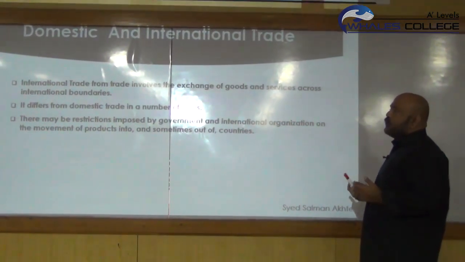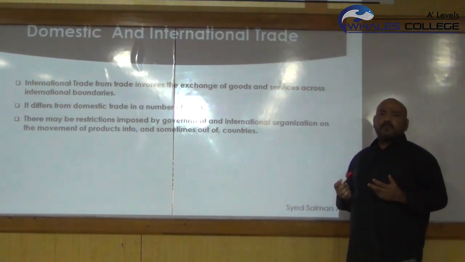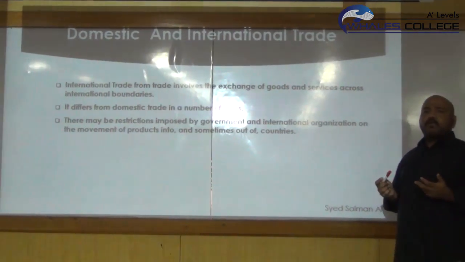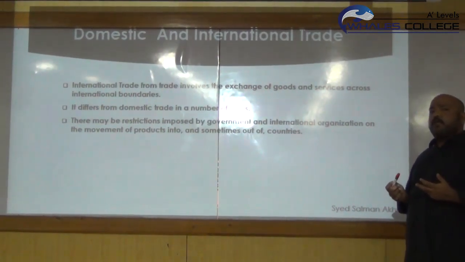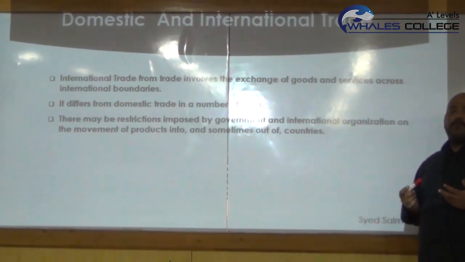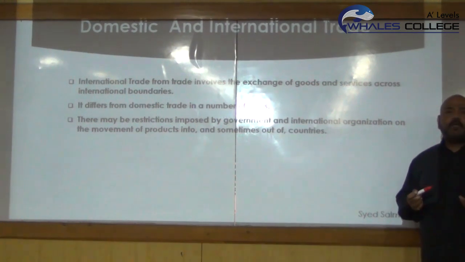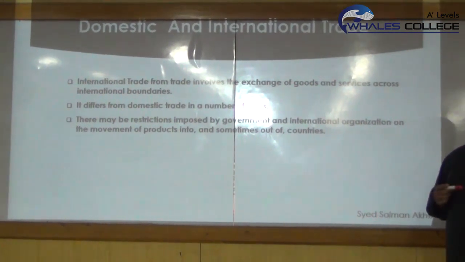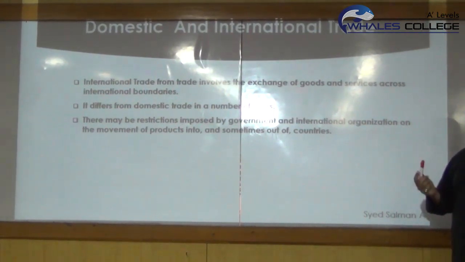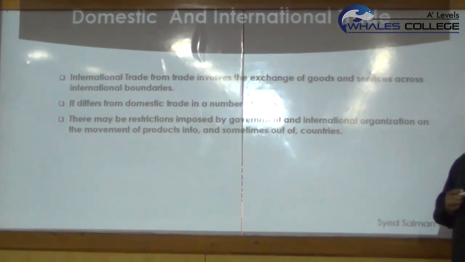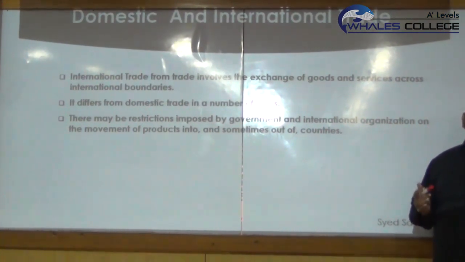Well, countries usually experience two types of trade, that is domestic and international. Domestic is within the country, and international trade is when a country trades with different countries. For example, Pakistan is trading with China, Russia, the United States and all others. International trade is also known as multilateral trade.